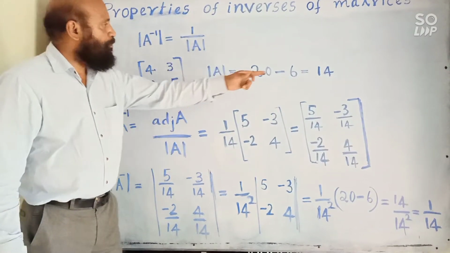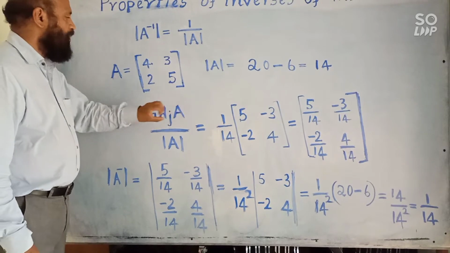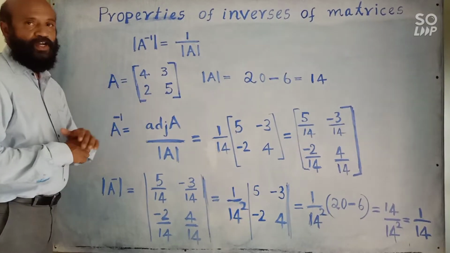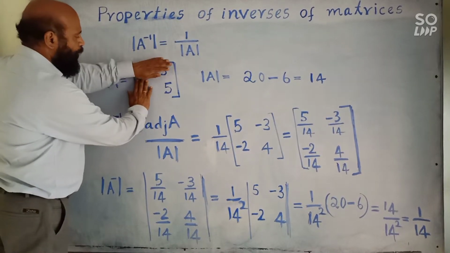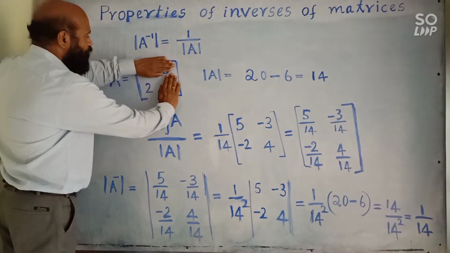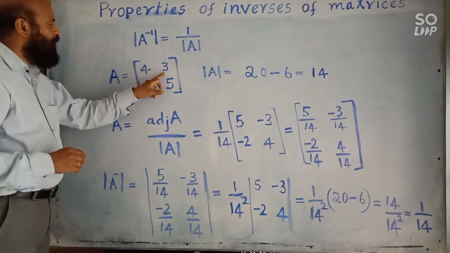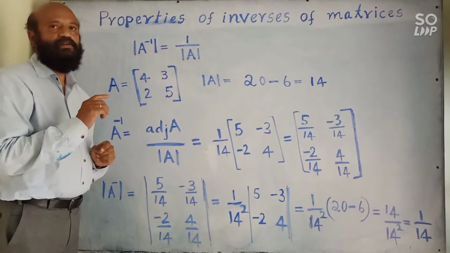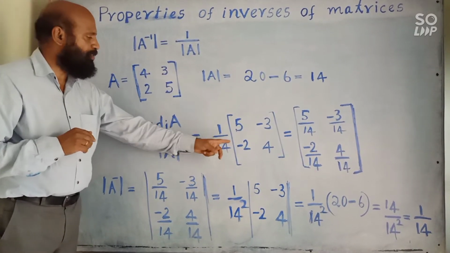Determinant of A already we know, 14. Then adjoint of A can be obtained by finding the cofactors. The cofactor of this 4 is 5. Cofactor of this 3 is 2 with a negative sign, because this 3 is in the first row, second column. So 1 plus 2, 3, odd number. So we have to change the sign.